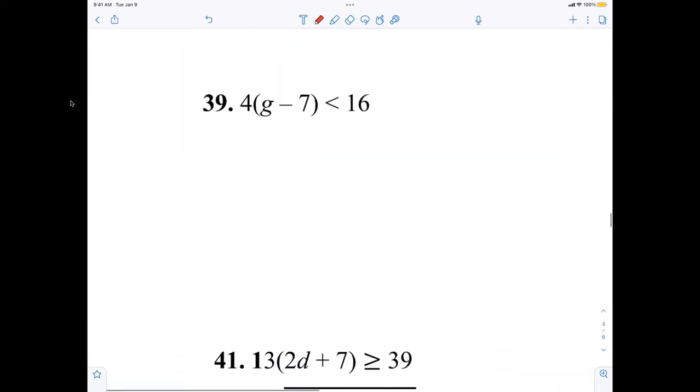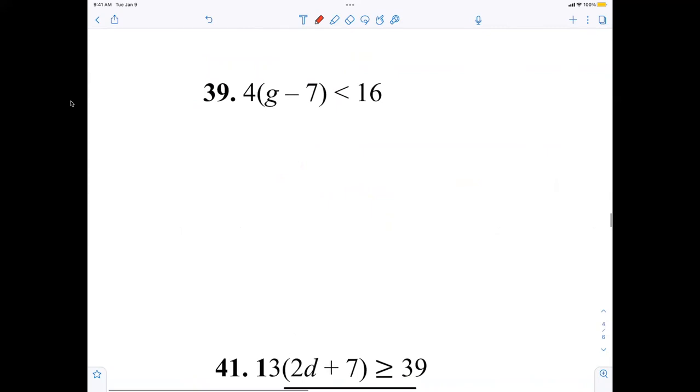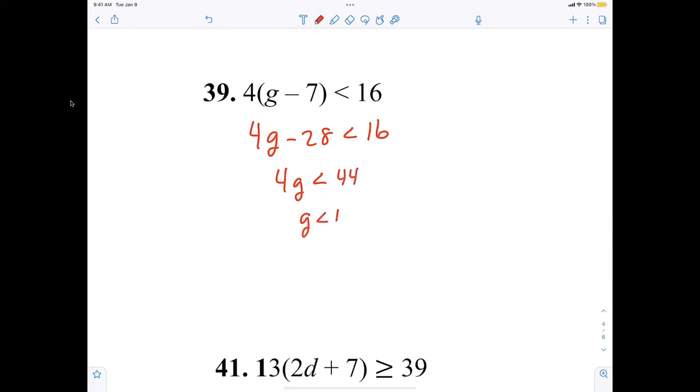Mikey, what am I doing on 39? What do you get? 4G minus 28 is less than 16. Good. Now what? Then we add 28 to both sides, so it would be 4G is less than 44. And then you divide by 4, so G is less than 11.